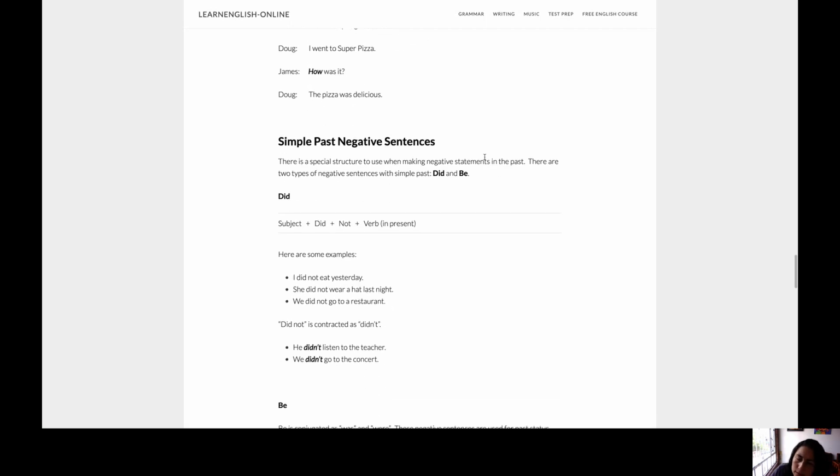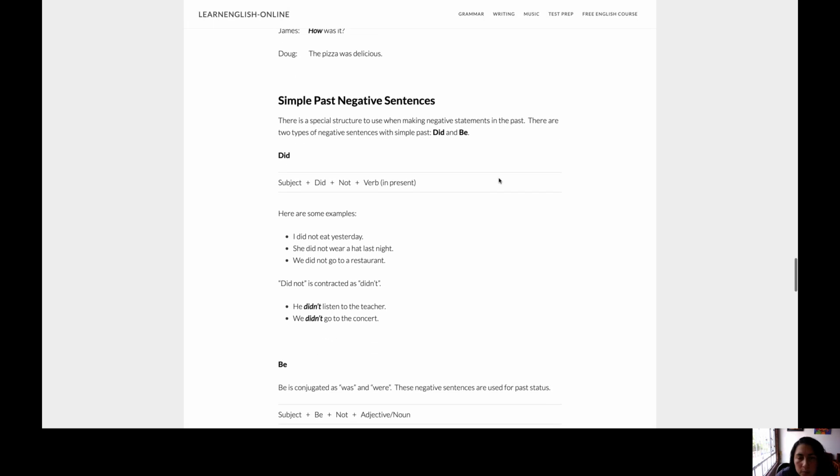Simple past negative sentences. Entonces, vamos a mirar un poco la forma negativa. There is a special structure to use when making negative sentences in the statements or in the past. Entonces, cuando vamos a negar, entonces hay una estructura especial. Vamos a ver de qué se trata. There are 2 types of negative sentences with simple past. Entonces, hay 2 tipos de oraciones en negativo, una con did y la otra con be. Una con todos los verbos regulares e irregulares y una solo para cuando necesitemos hablar de be.